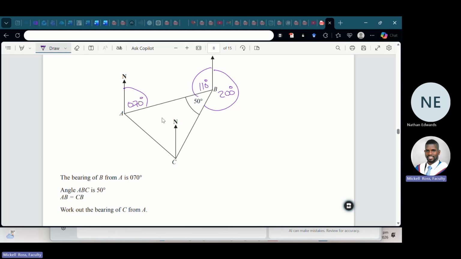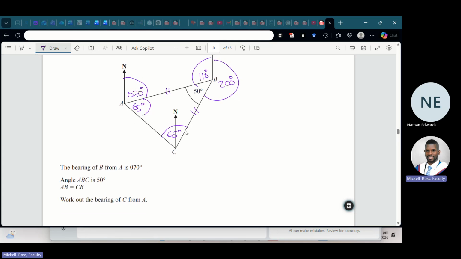It says angle ABC is 50 and AB, which is this length, and CB, which is this length, are equal. So the remainder is going to be 130, and the 130 must be split between the two angles. So this angle must be equal to 65, and this angle must be equal to 65 because it's an isosceles triangle again.